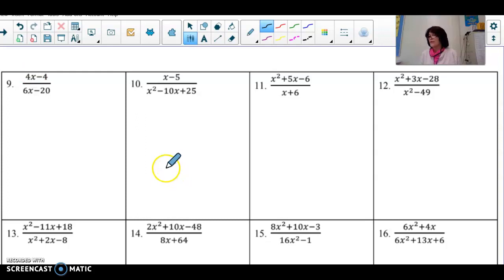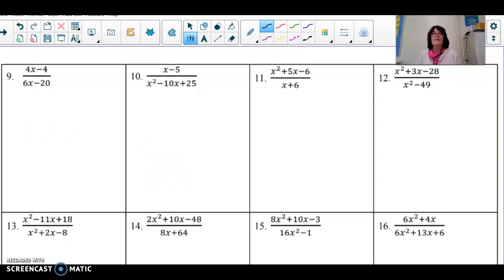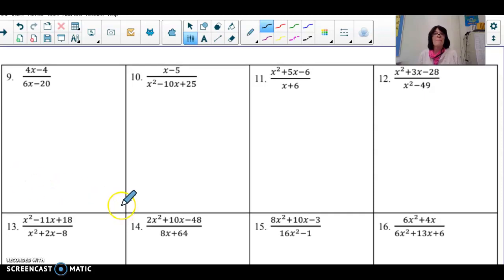All right, so going on to this next block of questions, obviously it's a lot of factoring. Okay, so I am going to go and do number 10 here. Number 9 is very similar to the one above, but you have to factor the numerator and the denominator. This one, there's not much I can do with x minus 5. But the denominator is a trinomial.